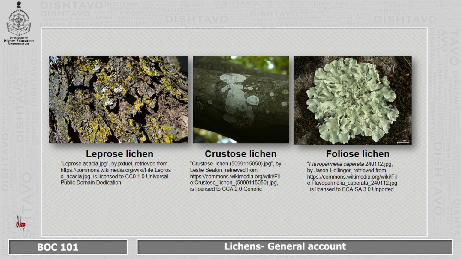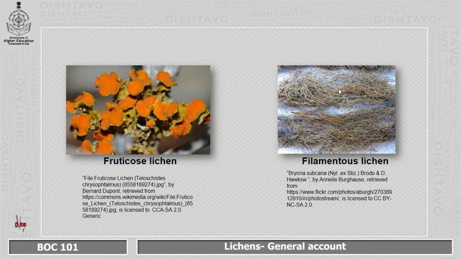In this image you can see this is the leprose lichen, this is a crustose lichen which is adhered to the substratum, this is foliose lichen which is lobed and leaf-like, this is fruticose lichen which is erect or pendulous and a little more complex, and this is the filamentous lichen.